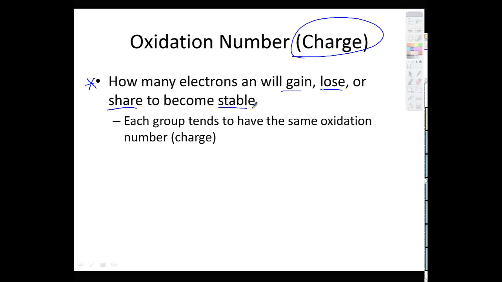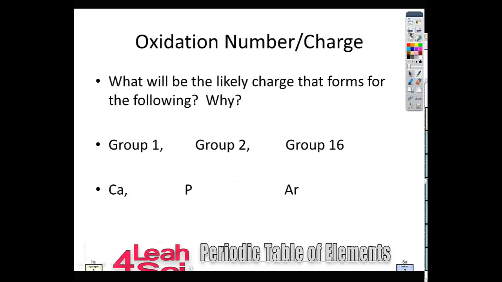So remember, to become stable, all atoms want 8 valence electrons, with the exception of those that want 2. So we have to look at the number of valence electrons in each group and decide, do they want +1, +2, and stuff like that. So we're pretty satisfied there.